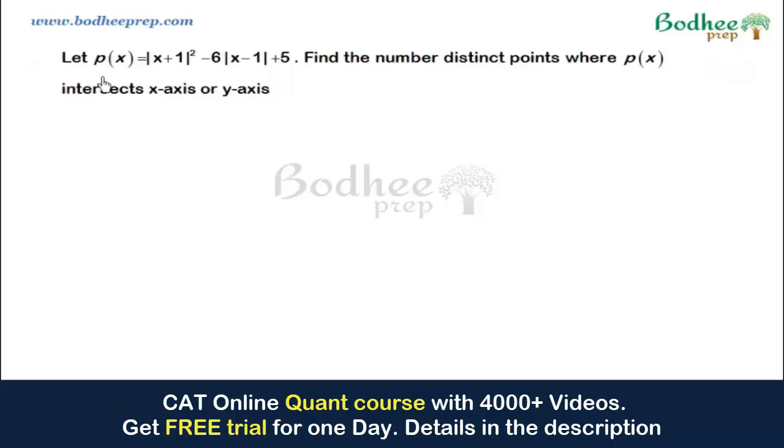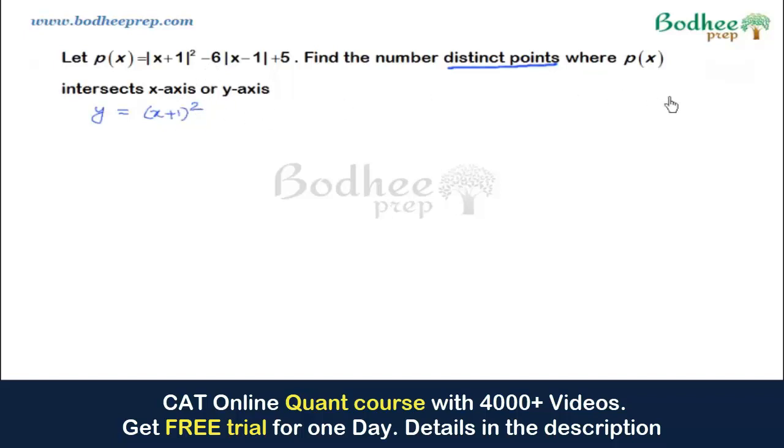Now in this question it says that p of x is (mod of x)² minus 6 mod of (x minus 1) plus 5, right? And we need to find the distinct points where p of x intersects either the x-axis or the y-axis. So let us take this expression as y equal to (mod of x plus 1) whole square, which can again be written as (x plus 1) whole square.